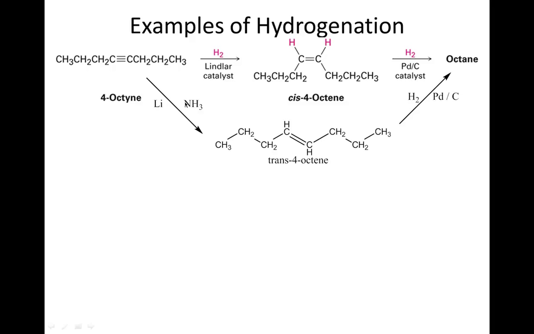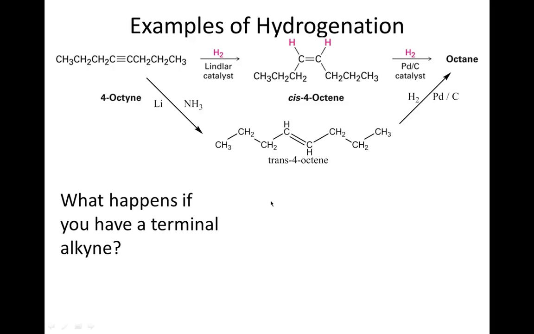And so if you instead put in lithium and liquid ammonia, then we can specifically make the trans-octene. And again, if we put in hydrogen on that, we'll get to octane. So either route, you could either stop or you could just go on. But these two sets of conditions, the Lindlar's catalyst or the liquid ammonia, the dissolving metal, will stop at an alkene. So it's important to keep that straight.